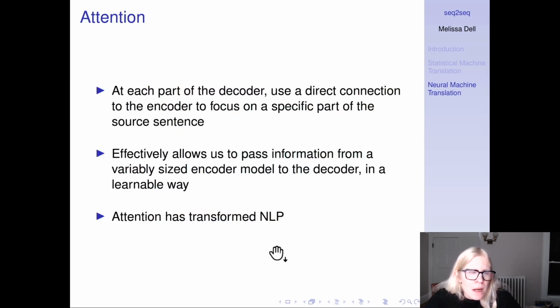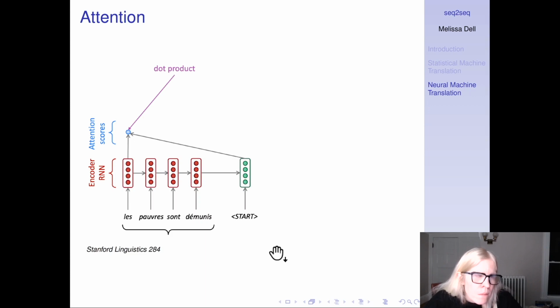All right. And so attention is going to be what lets us get that. At each part of the decoder, we're going to use a direct connection to the encoder to focus on a specific part of the source sentence. This effectively allows us to pass information from a variably sized encoder model to the decoder in a learnable way. And this concept has really transformed NLP. It's going to seem like a very simple concept when you see it, but it's actually really, really important.